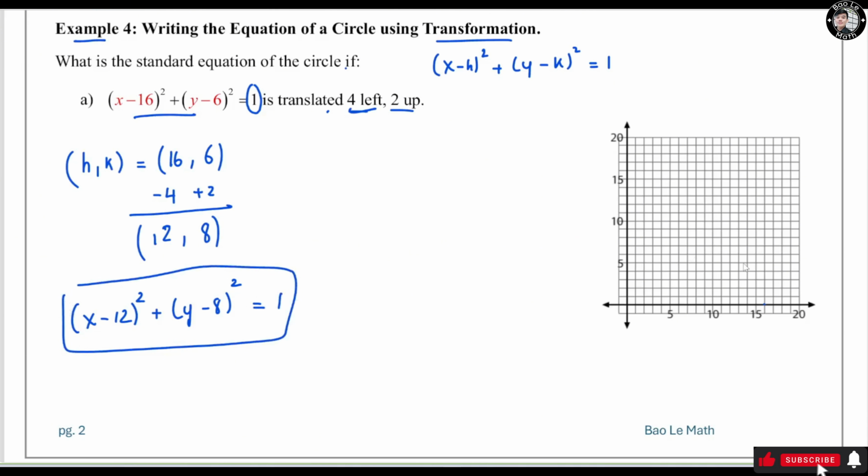Now, if we use the graph, we can identify this equation easily. Look, the center is going to be 16, 6, so it could be right here, and the radius is 1. So the circle should be something like this. Now we're going to translate 4 units left, 2 units up. So we're going to count from the center to the left 4 units, and up is going to be right here. And the new circle is going to be like this, right?